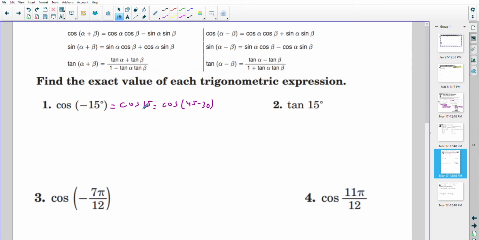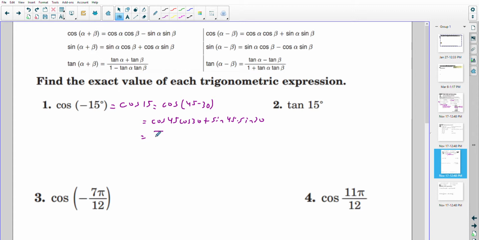I'm breaking 15 down into special right angles so I can then expand and solve for it. Cosine 45 minus 30, I'm going to go and use this identity. So cosine 45 cosine 30 plus sine 45 sine 30. All those are multiplied, and then you add the two.